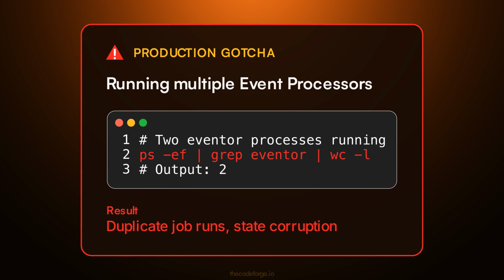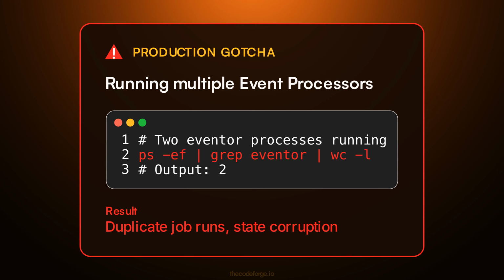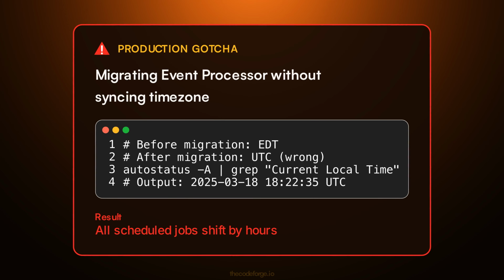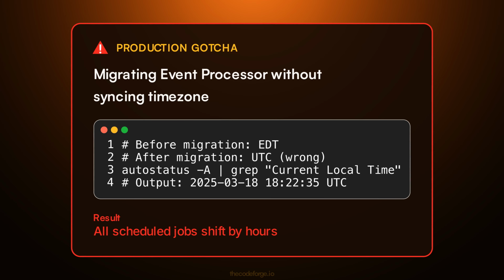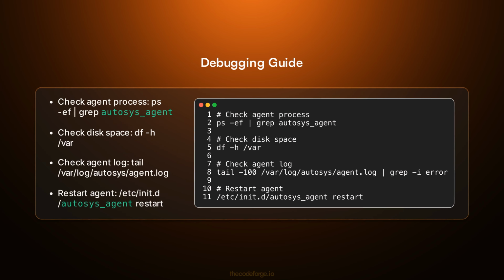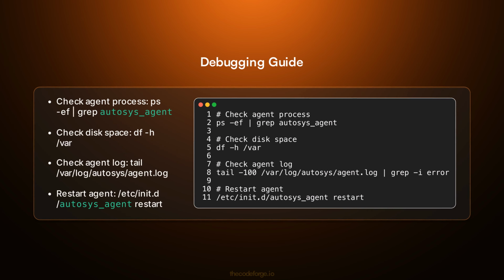Running 2 event processors causes duplicate job execution and state corruption. Always ensure only one eventer process exists. If you migrate the event processor to a new host and forget to sync timezone, every scheduled job shifts. The event server stores UTC, but comparison runs in local time. This causes production downtime. When jobs are stuck in PenMock, first check the agent process and disk space. Then examine the agent log for errors. Restart the agent and force start jobs with SendEvent.